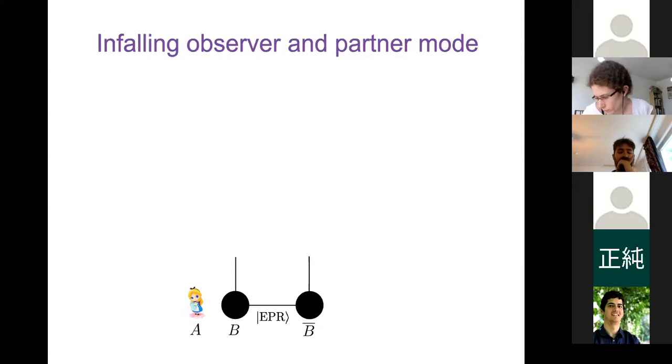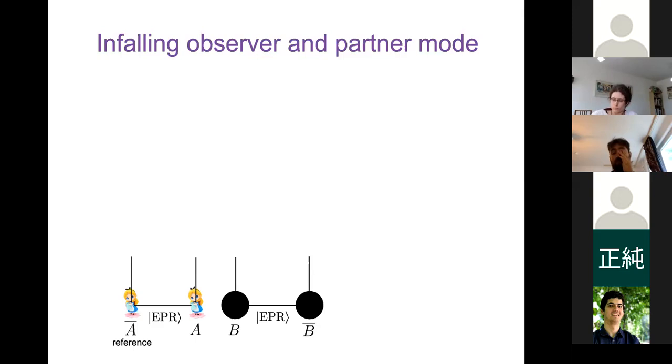But instead of keeping track of each initial state of the infalling observer and its outcome, it is actually more convenient to append the so-called reference system, A bar. And here I will put some maximally entangled state, like an EPR pair, between A bar and A. And by doing this, A bar actually keeps track of what the quantum state of A was. So A bar plays the role of bookkeeping. Anyhow, this is the initial state I'm going to consider at time equals zero. It's just a bunch of EPR pairs.